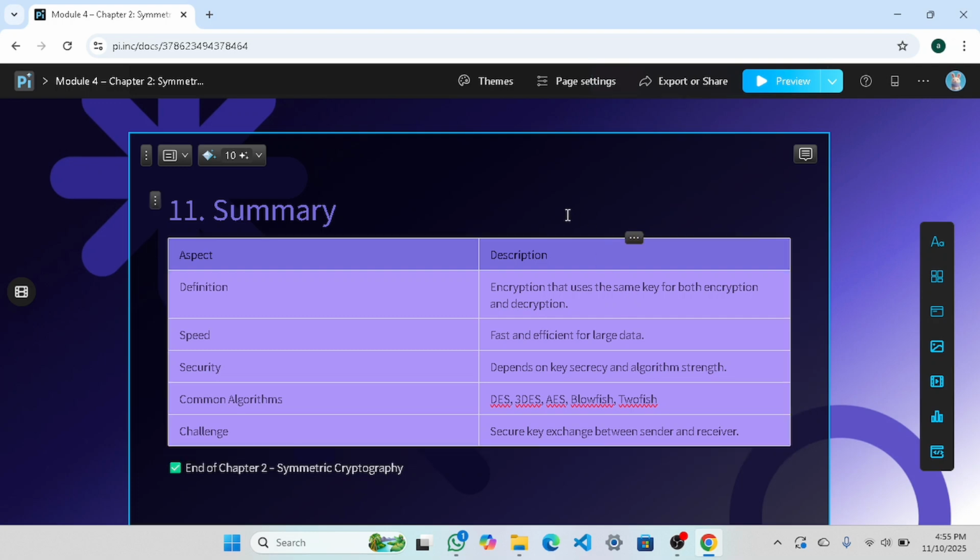Let's summarize this video. Definition: encryption that uses the same key for both encryption and decryption. Speed: fast and efficient for large data. Security depends on the key and algorithm strength. Common algorithms: DES, 3DES, AES, and so on. What are the challenges? Secure key exchange between sender and receiver.